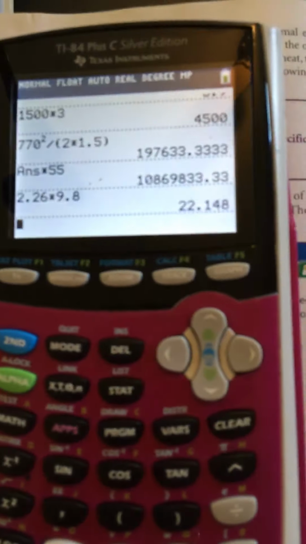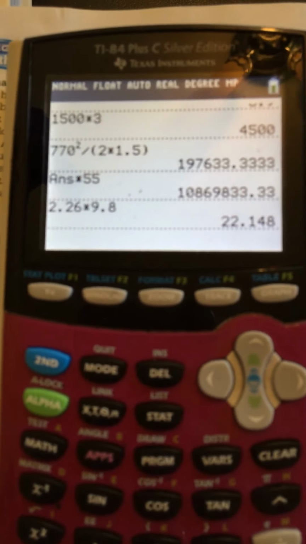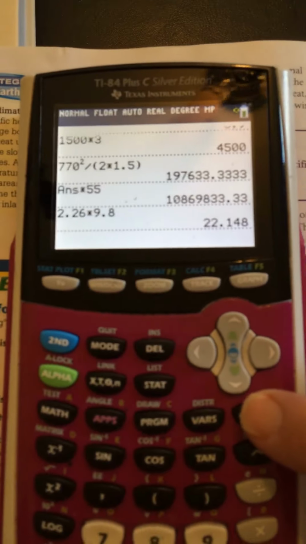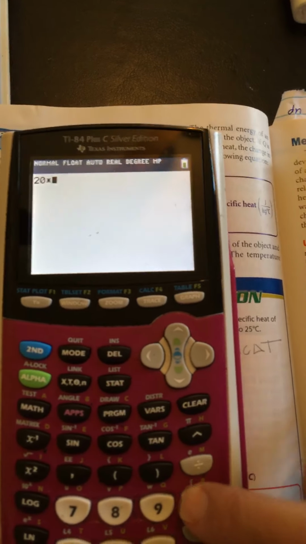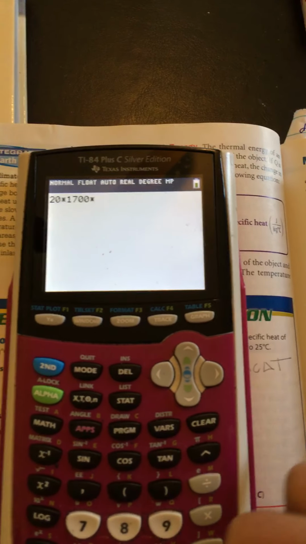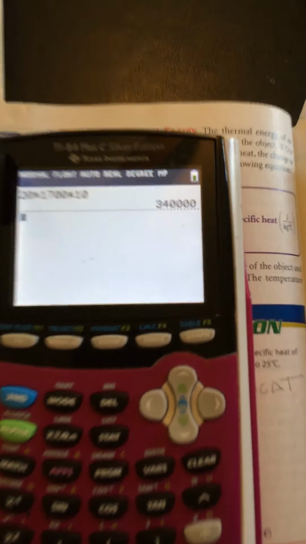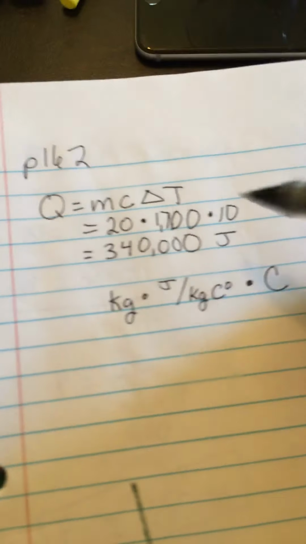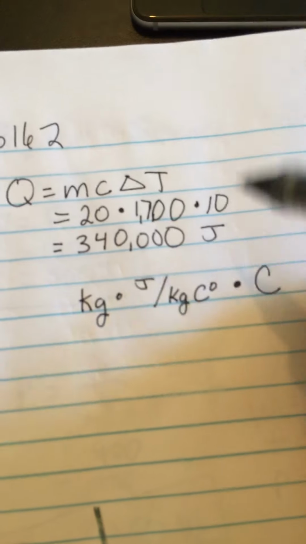So we get out our calculator, we turn it on, and I recommend you get one of these TI-84s, but other calculators will do this. Okay, this is my regular math screen. I'm going to hit clear and clear it out so you can see exactly what we're doing. And I do 20 times 1,700 times 10 equals, there it is, done, 340,000. Now, what about the units?